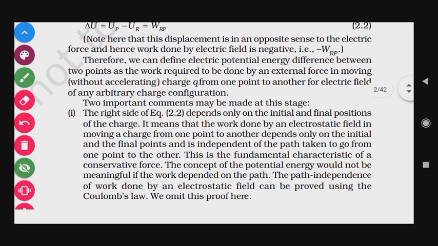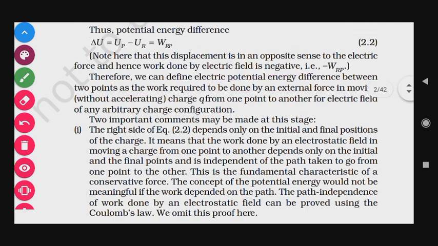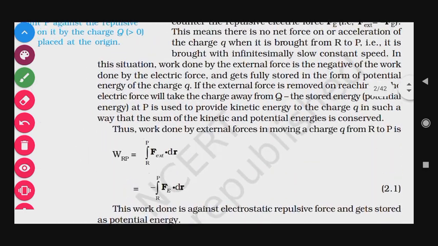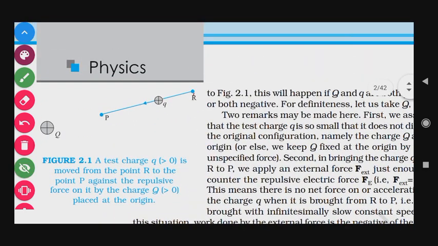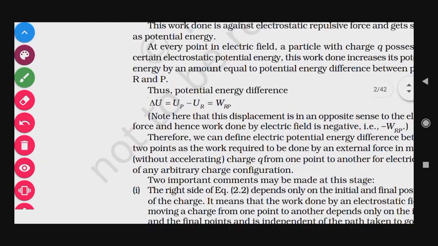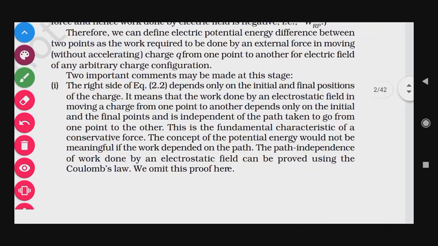Therefore we can define electric potential energy difference between 2 points as the work required to be done by an external force in moving charge q without acceleration from one point to another for the electric field of an arbitrary charge configuration. So you have understood what the potential difference between 2 points is: it is the work done in moving a unit positive charge in an electric field, without acceleration.